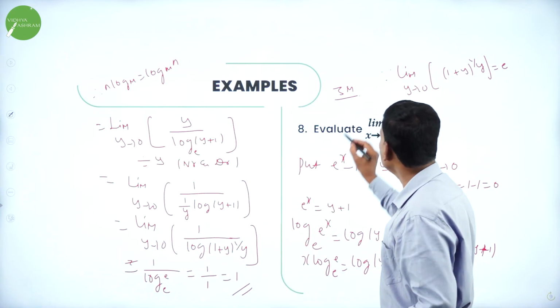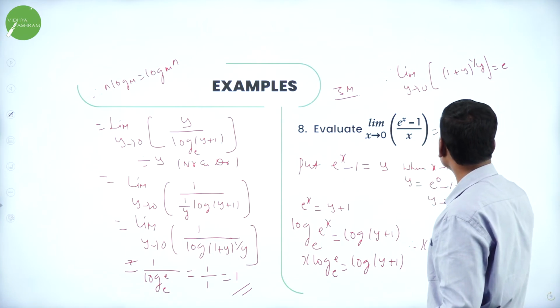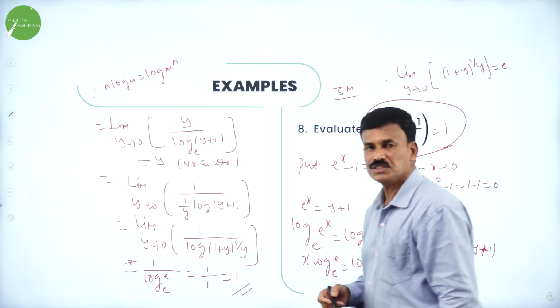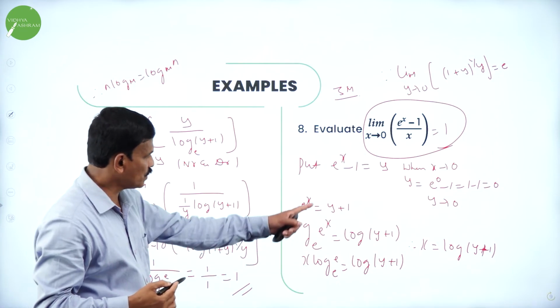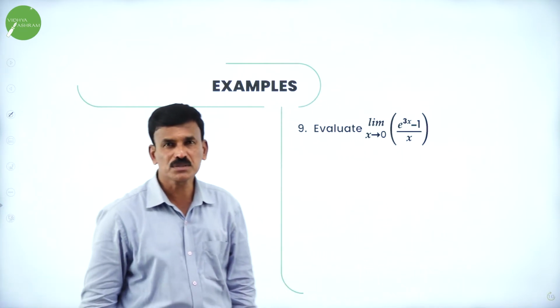So, therefore, limit x tends to 0 of e to the power of x minus 1 by x is always equal to 1. This is a very important derivation formula. If it is for 1 mark, straight away you can write 1. If it is for 3 marks, you have to follow these steps. That's it. Now, let us come to the next problem.